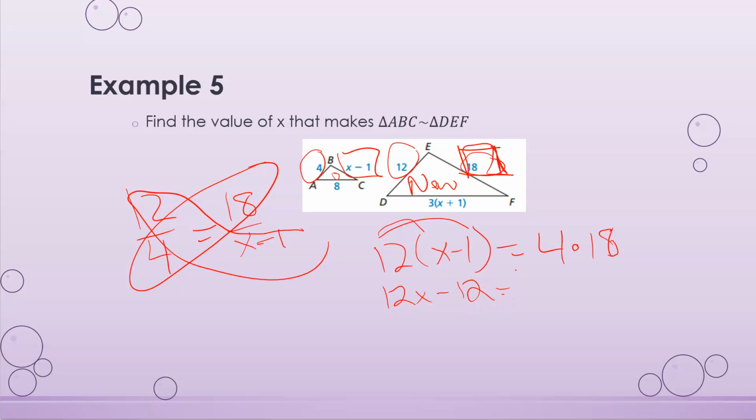On my right side, I don't know what 4 times 18 is, so let me grab my calculator. 4 times 18 gives me 72. Then I want to add 12 to both sides. I have 12x equals 84. I divide both sides by 12. That is an ugly one. And I get x equals 7.